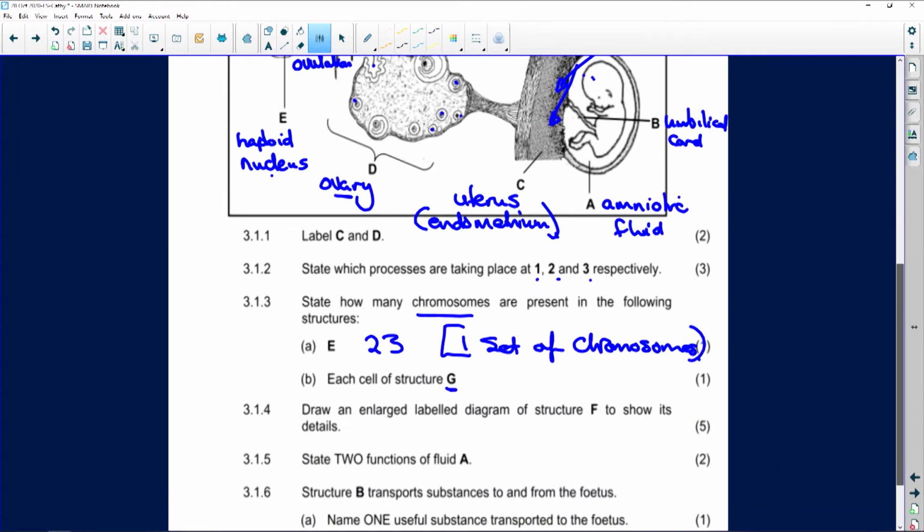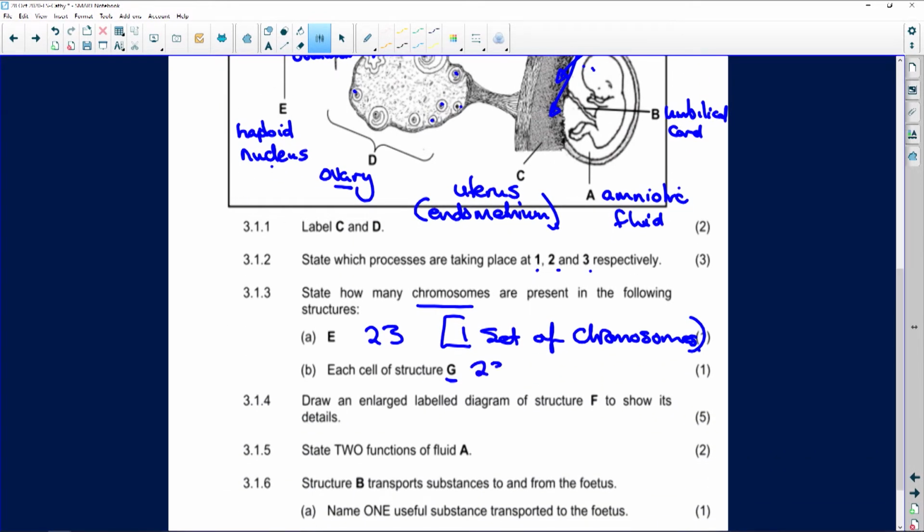So it's going to have 23 pairs of chromosomes, or you can say 46 chromosomes, because 23 times 2 is 46.